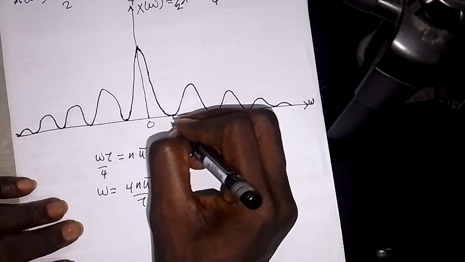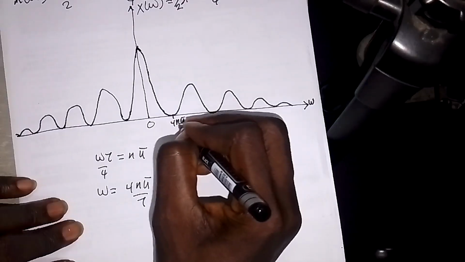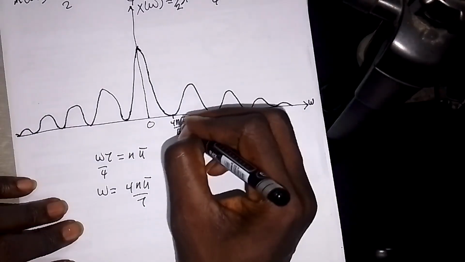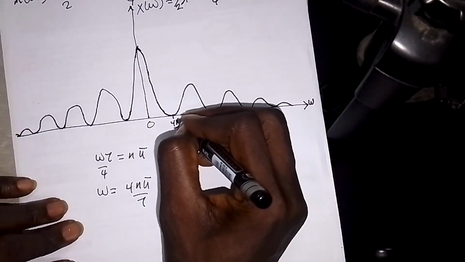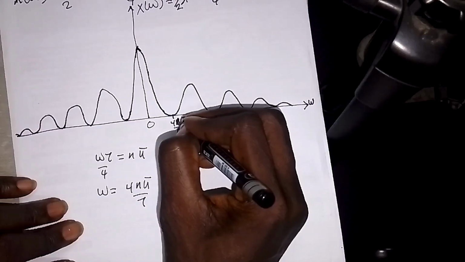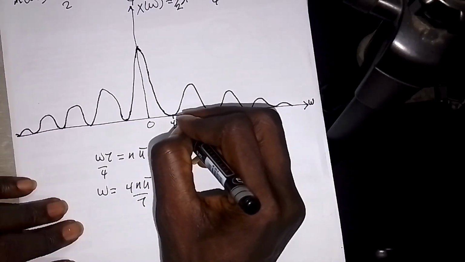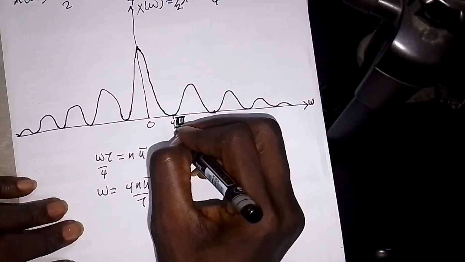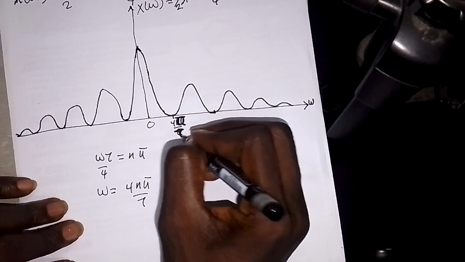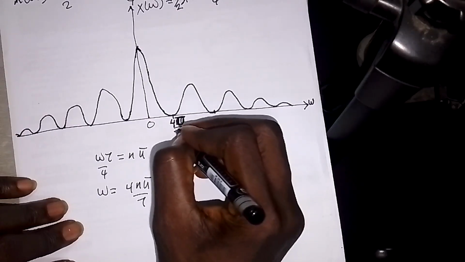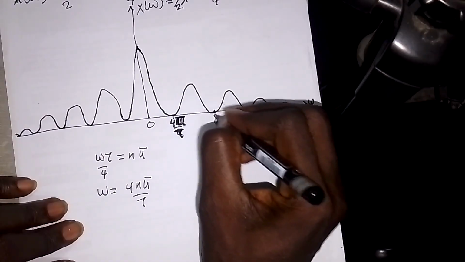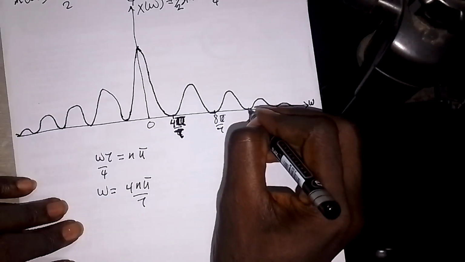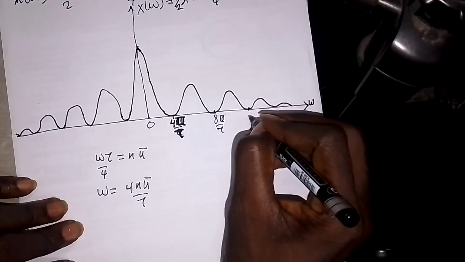That means that here is 4 n pi on tau. Sorry, here is 4 pi, because here n is 1. So here is 4 pi on tau. Here, n is 2, so 8 pi on tau. Here n is 3.